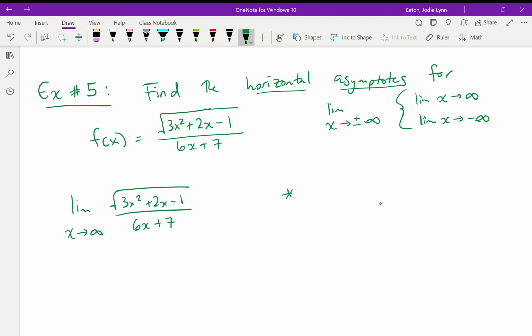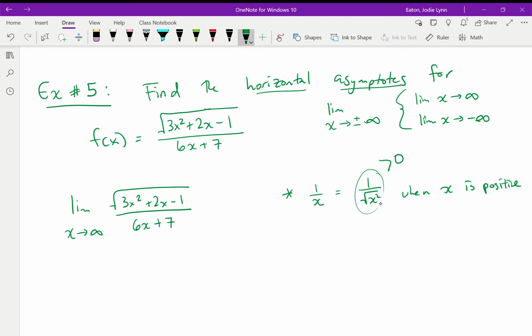1 over x is the same as 1 over radical x squared when x is positive, because this is always going to come out positive. This is greater than 0 always. So we know that x isn't 0. Again, we don't need to worry about x being 0 because we're approaching infinity. We're getting really, really big. We're not anywhere near 0.